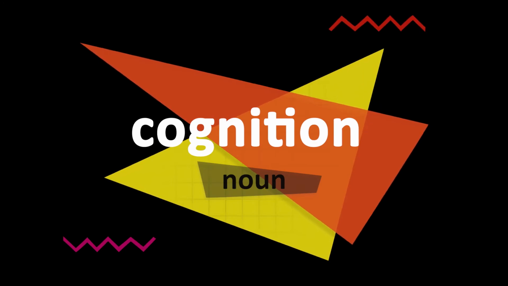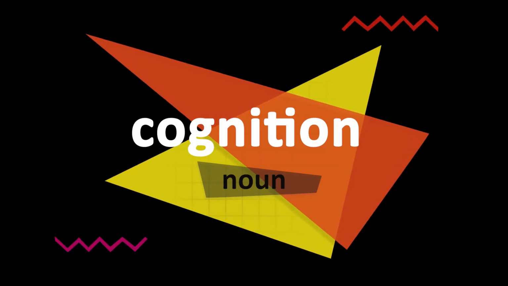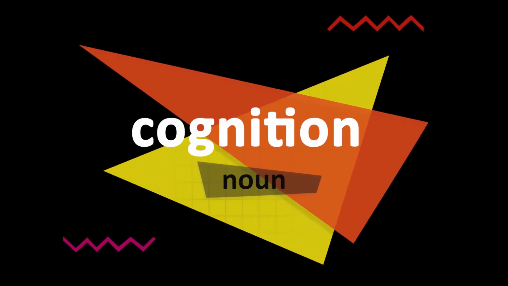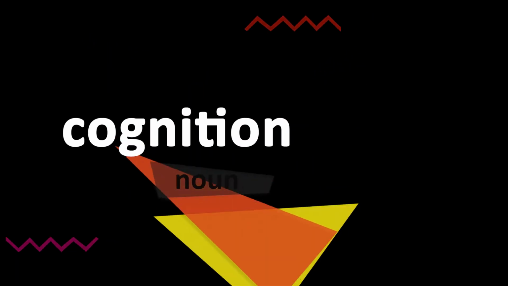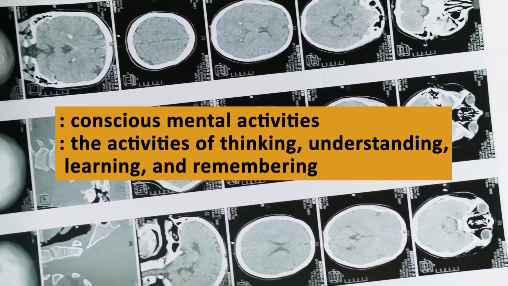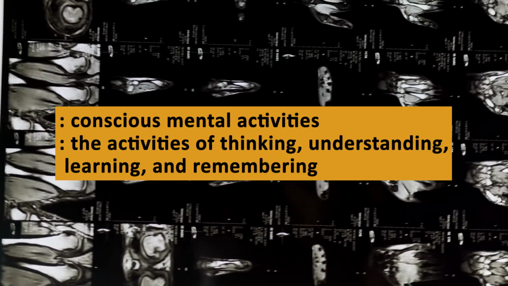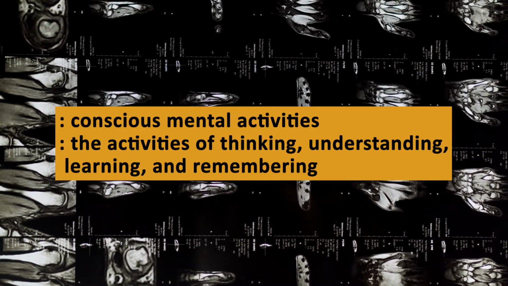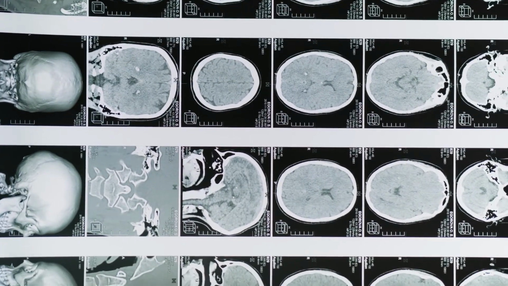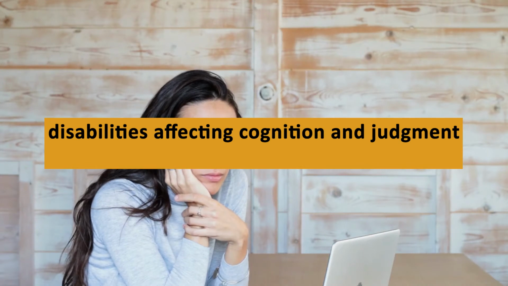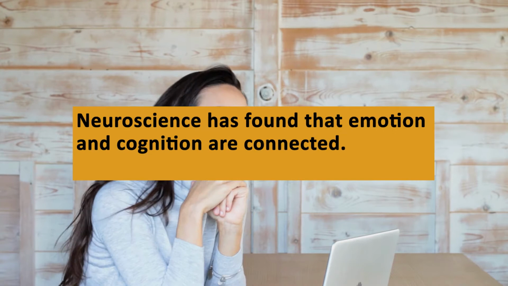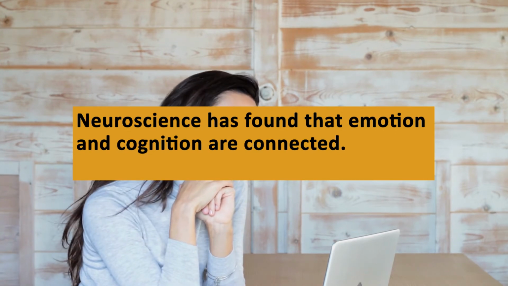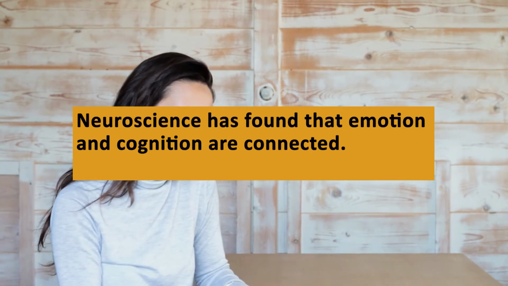The next word is cognition. Can you repeat after me? Cognition. This is a noun that means conscious mental activities. So the activities of thinking, understanding, learning, and remembering. We talk about disabilities affecting cognition and judgment. Or you can say neuroscience has found that emotion and cognition are connected.